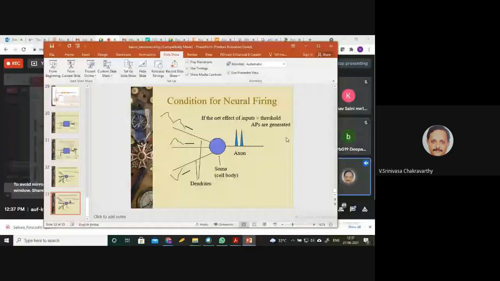Today, I didn't talk about the basis of the signal. I just said there are signals and they propagate like this. But what is the molecular machinery which generates all these signals? Let us discuss that in the next class. Based on that description, we'll be able to put together a mathematical model of how these signals are generated. Okay, that's all for today. Any questions?